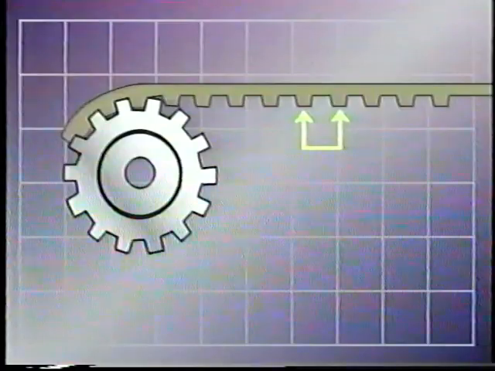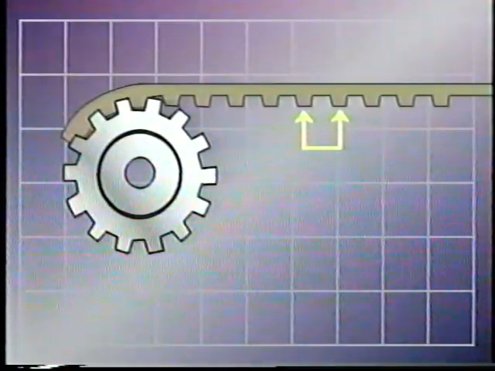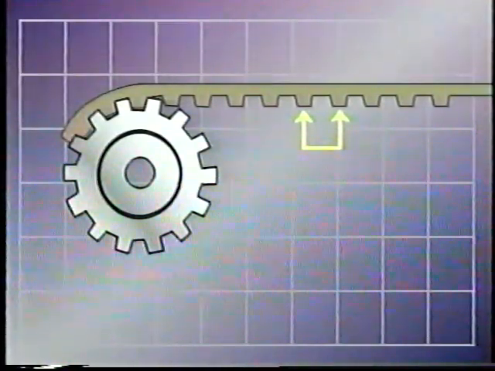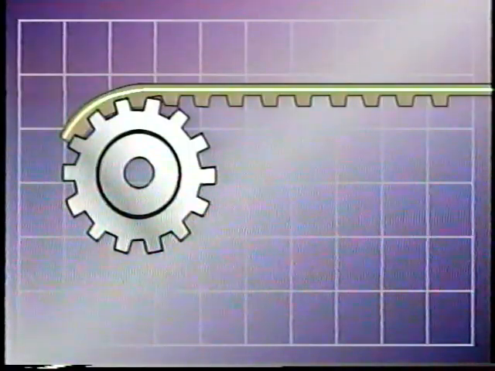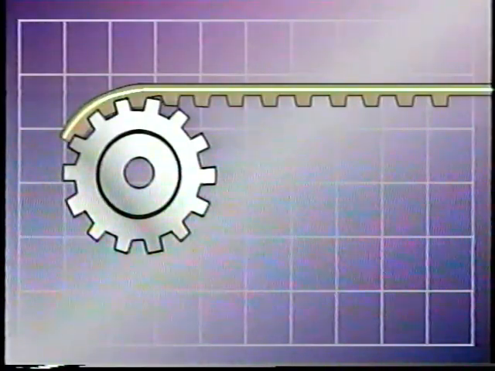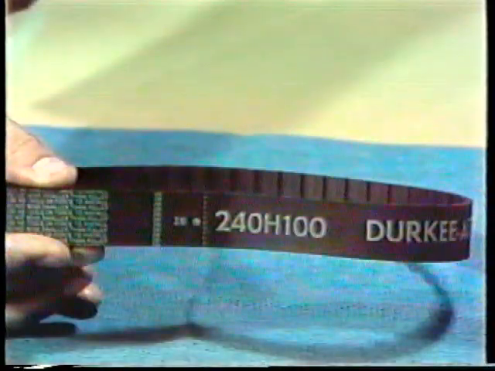An important term to understand about the teeth is pitch. This is the distance between 2 identical points on adjacent teeth. It is measured along the pitch line, an imaginary line that could be drawn through the middle of the belt. Timing belts are available in many lengths and many widths, but usually only 5 standard pitches.